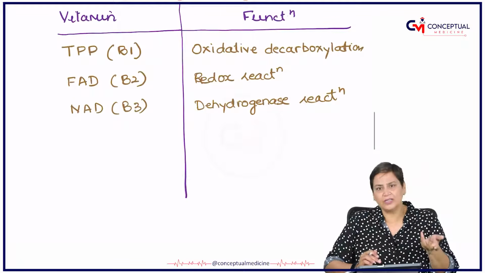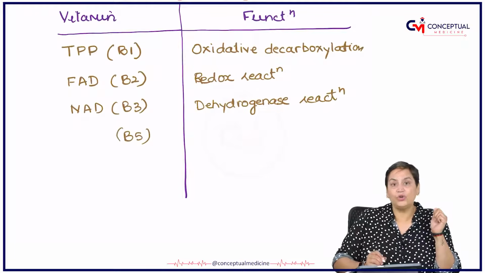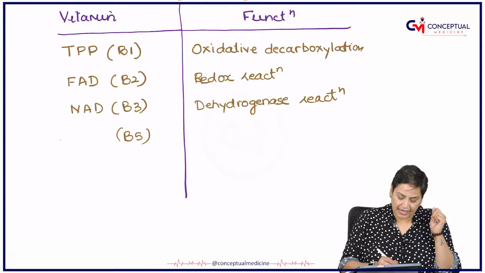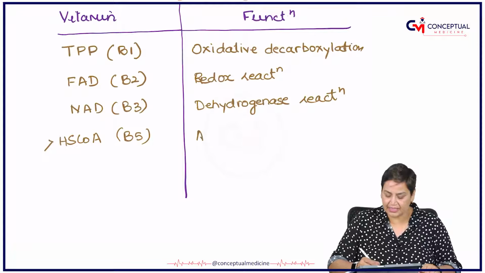Then B4 does not exist. B5, if we talk about, B5 is pantothenic acid and the active form is SH-CoA. And if we talk about the functions, we can simply say that acetyl coenzyme A or acyl coenzyme A or something related to fatty acid metabolism.